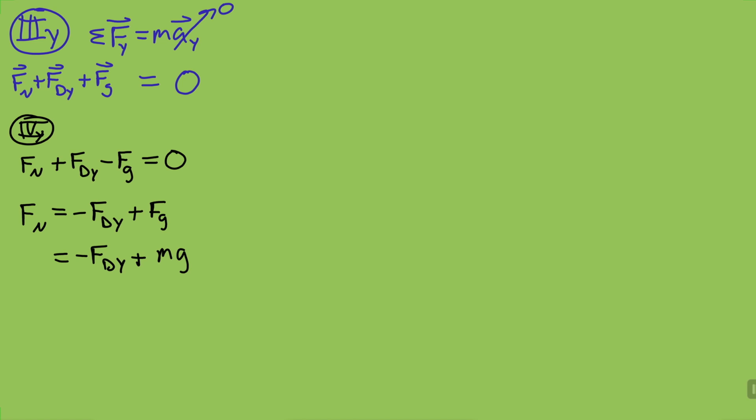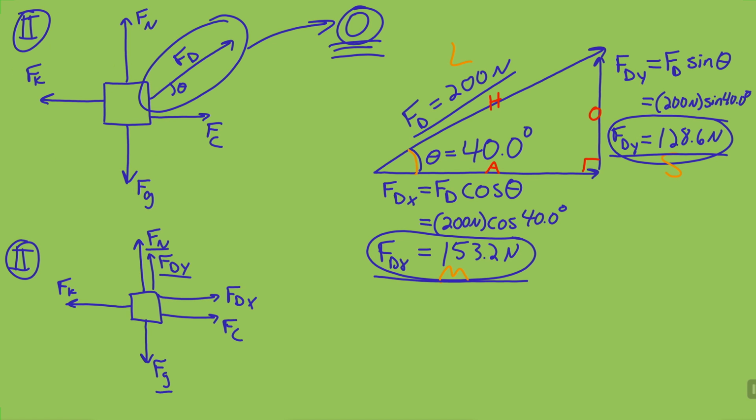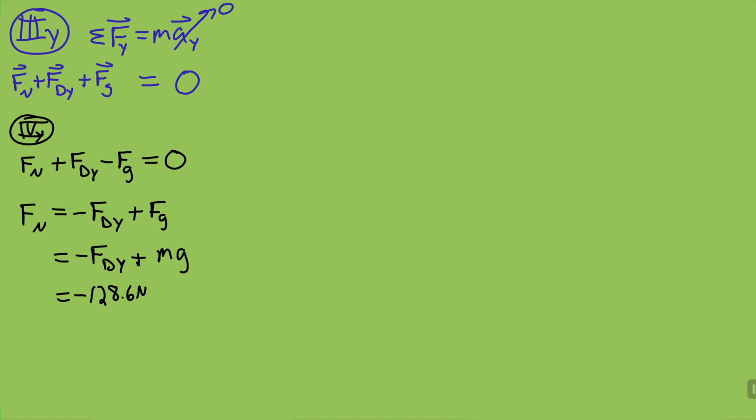So now we're going to plug in our numbers for this. So minus F sub dy is going to end up giving us minus 128.6 newtons. And again, I got that back here. This comes out of my step 0. That was my value for F sub dy. Plus mass times g. Okay, so the mass of this couch was 158 kilograms, and g, we're using positive 9.8 meters per second squared.